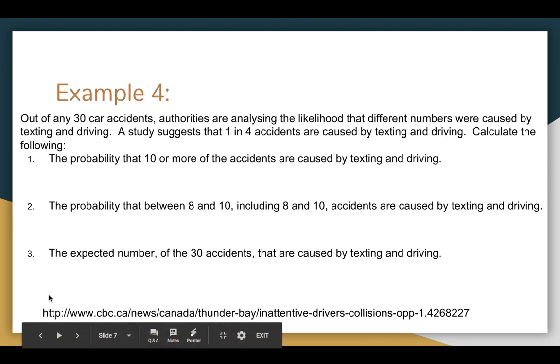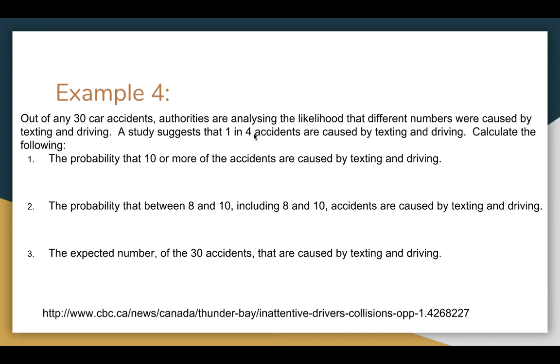And I put the source for this one. This number is actually really small. It should be bigger, but we're going to say that out of any 30 car accidents, authorities are saying that 1 in 4 are caused by texting and driving. So authorities want to see what's going to happen out of every 30. So a group of 30, if 30 car accidents happen, how many of them are going to be caused by texting and driving? What's the probability that a certain number are going to be caused by texting and driving? The study's saying it's 1 in 4, so we're going to see, based on that probability, what it is going to be.